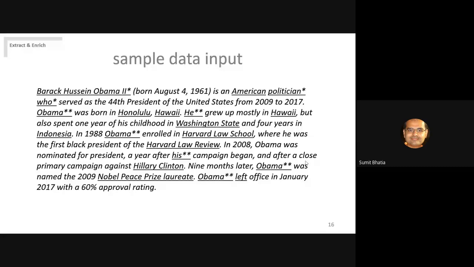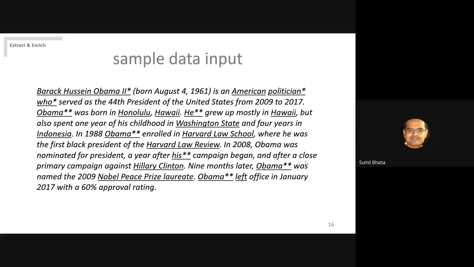And also note that there are certain terms which are marked with either a single star or a double star. Let me explain it this way. Let's consider the first sentence. Barack Hussein Obama is an American politician, served as the 44th President of the United States.